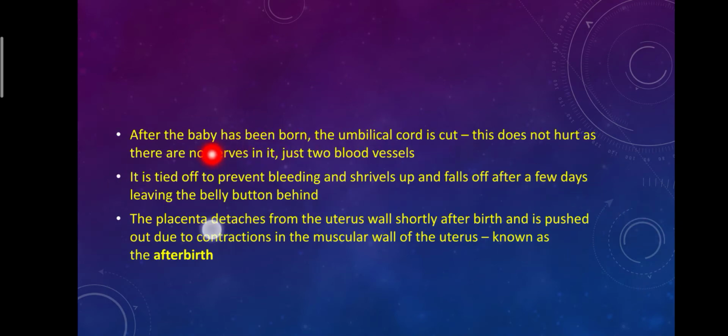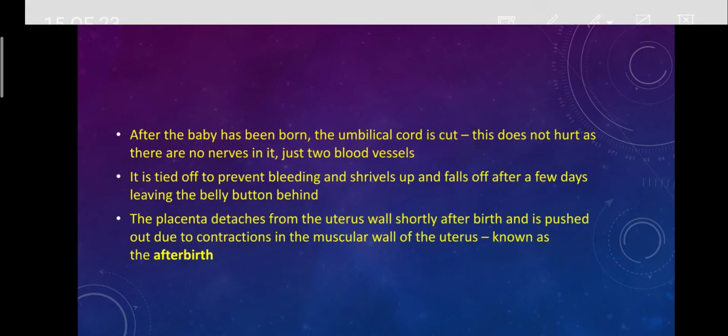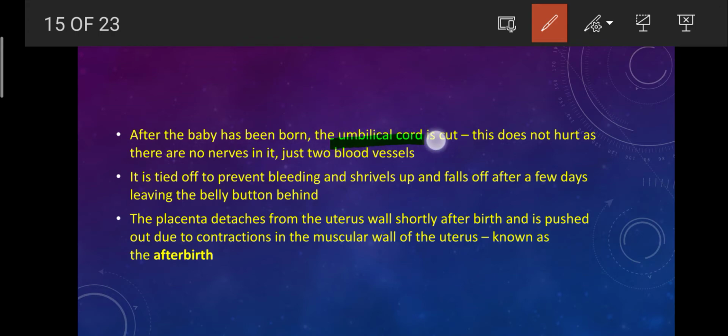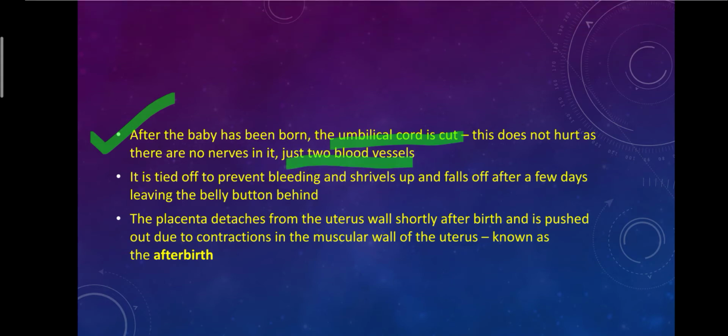After the baby has been born, the umbilical cord is cut. This does not hurt as there are no nerves in it, just two blood vessels. So the umbilical cord contains no nerves, there are just two blood vessels. It is tied up to prevent bleeding.